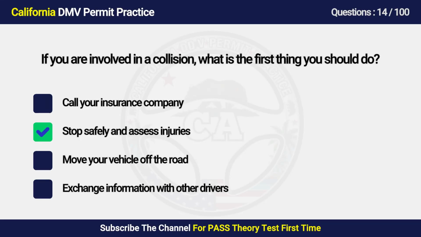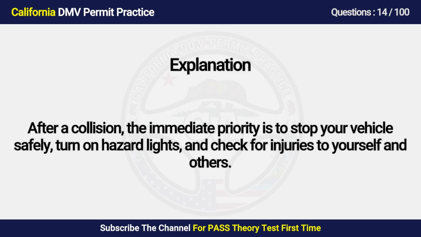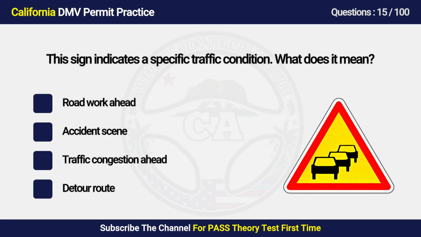Answer is B. Stop safely and assess. After a collision, the immediate priority is to stop your vehicle safely, turn on hazard lights, and check for yourself and others.